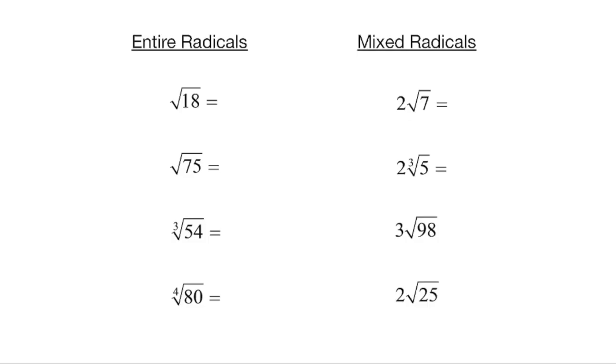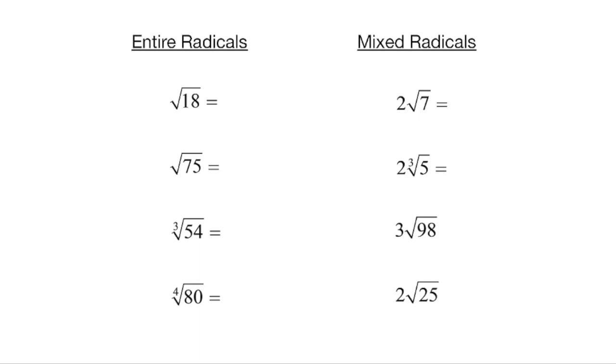My left-hand column contains examples of entire radicals. My right-hand column contains examples of mixed radicals. What do you think constitutes an entire radical as opposed to a mixed radical? Well, you might notice mixed radicals have a number in front of the radical sign. So a mixed radical is a product of a number times a root.